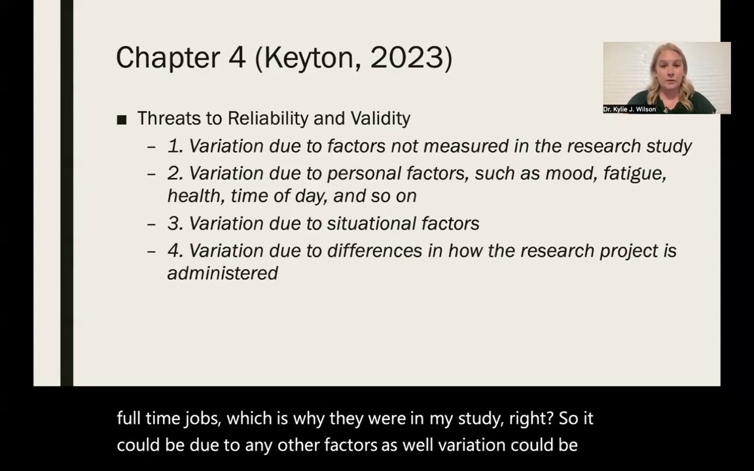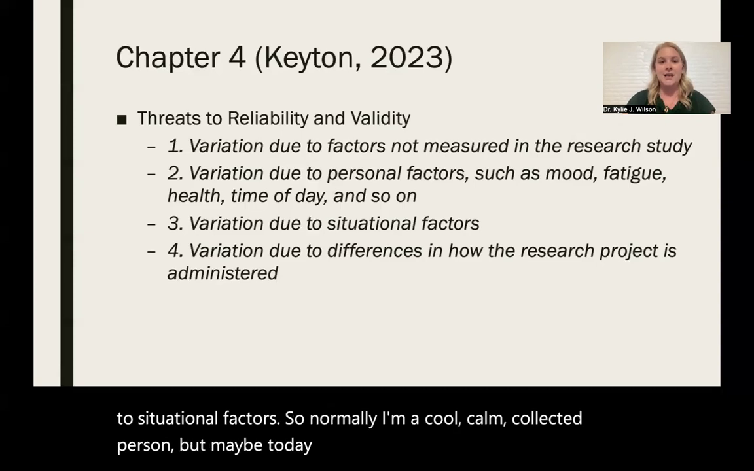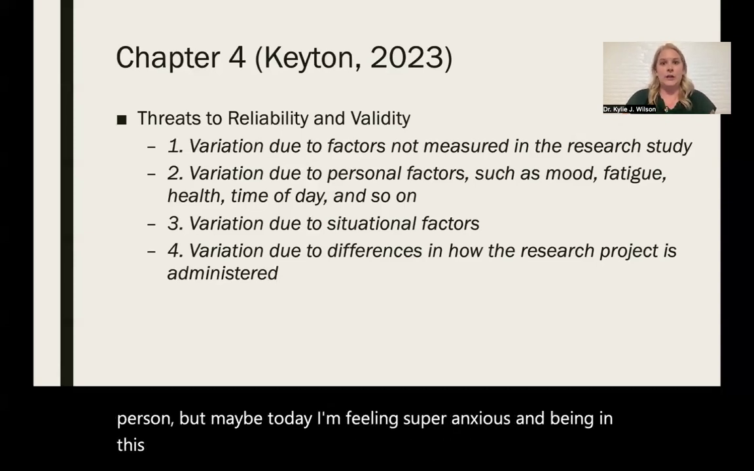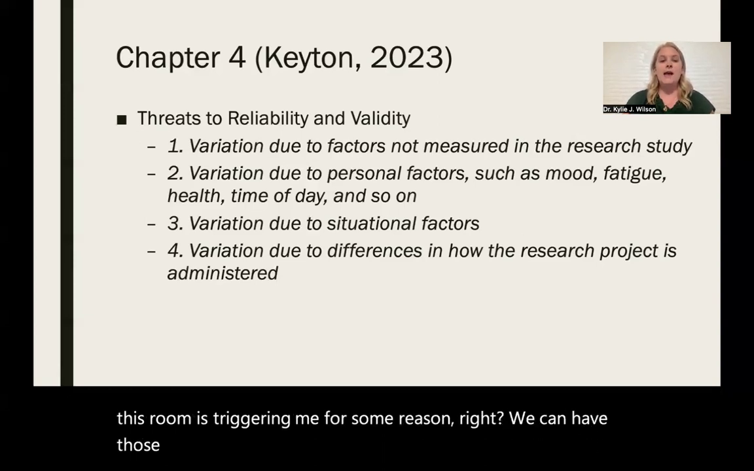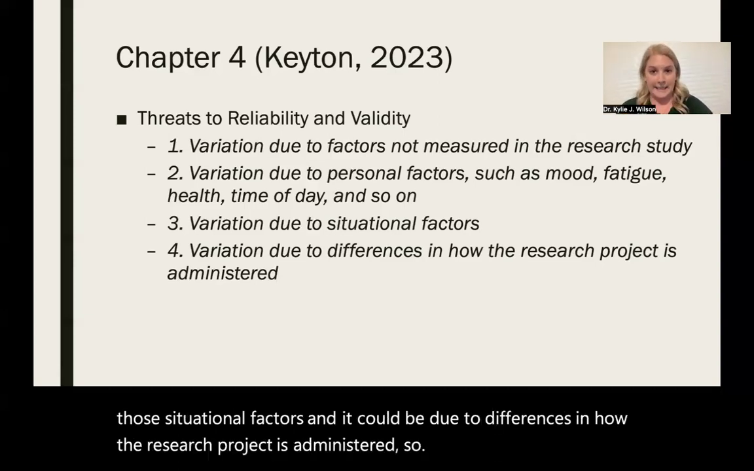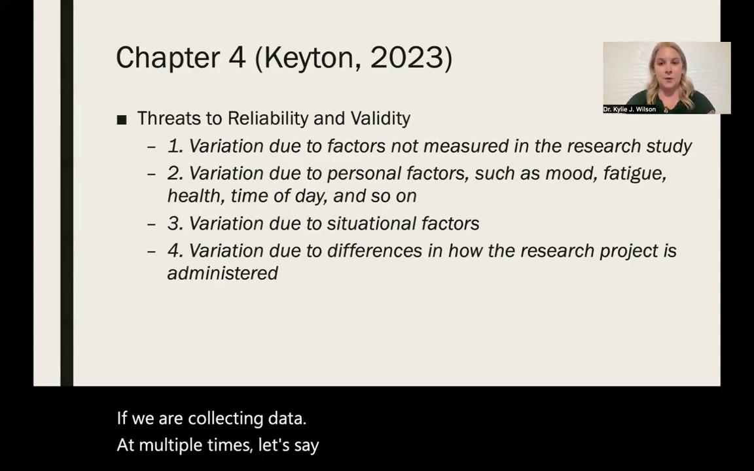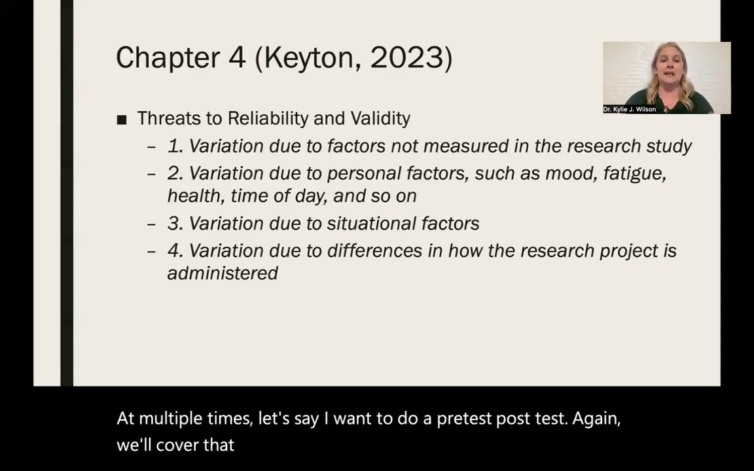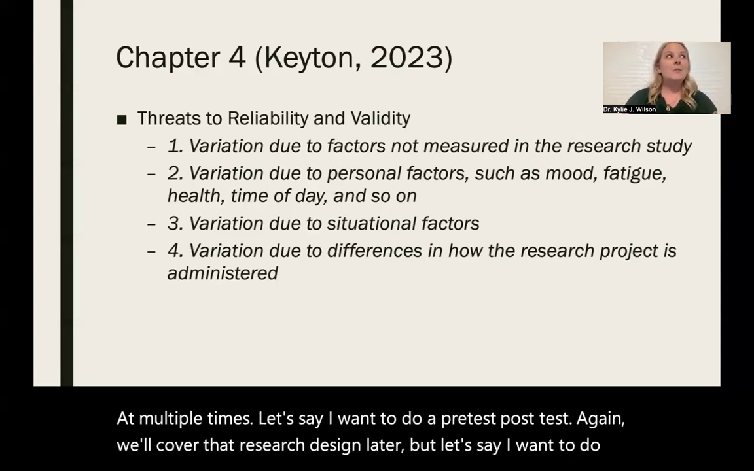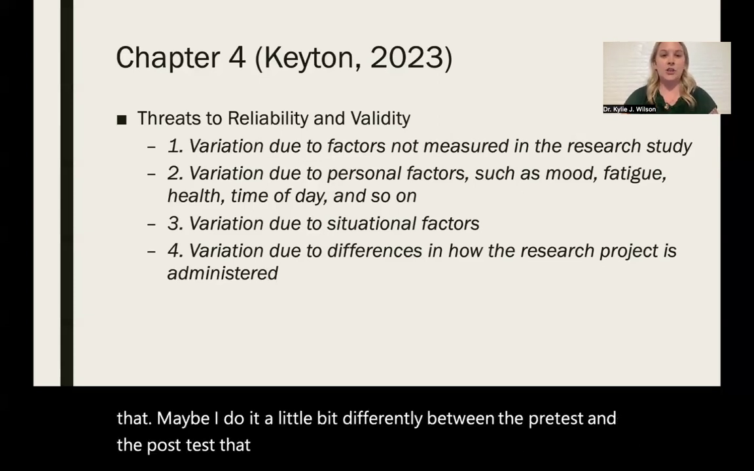Variation could be due to situational factors. So normally I'm a cool, calm, collected person, but maybe today I'm feeling super anxious and being in this room is triggering me for some reason, right? We can have those situational factors. And it could be due to differences in how the research project is administered. So if we are collecting data at multiple times, let's say I want to do a pre-test, post-test. Again, we'll cover that research design later. But let's say I want to do that. Maybe I do it a little bit differently between the pretest and the post-test. That could cause some variation that could be a threat to my reliability and validity.